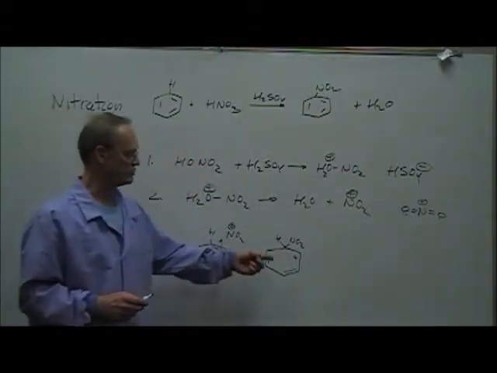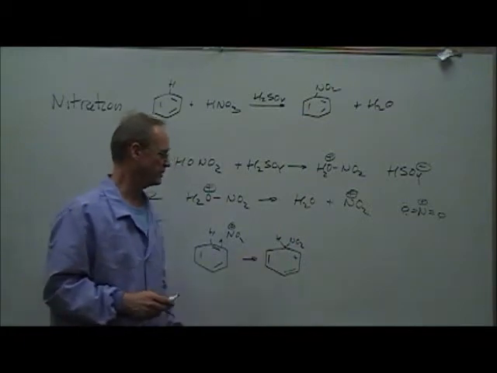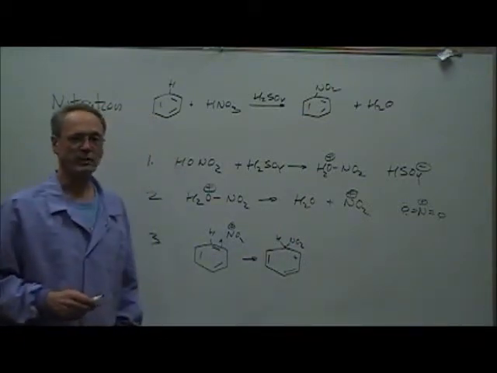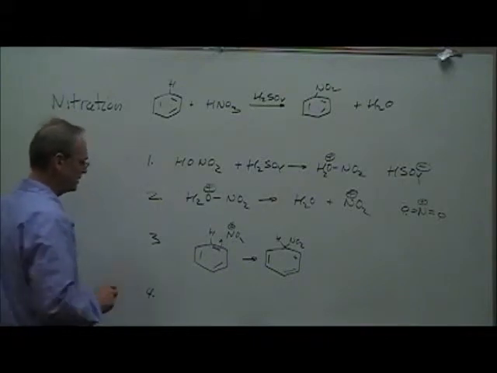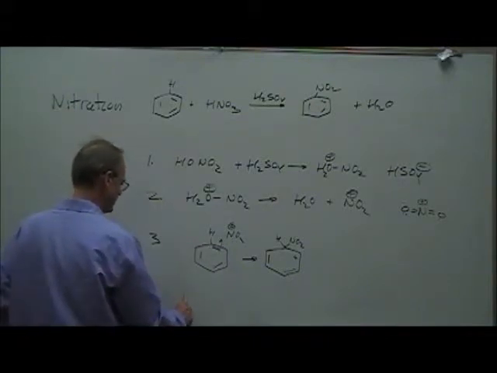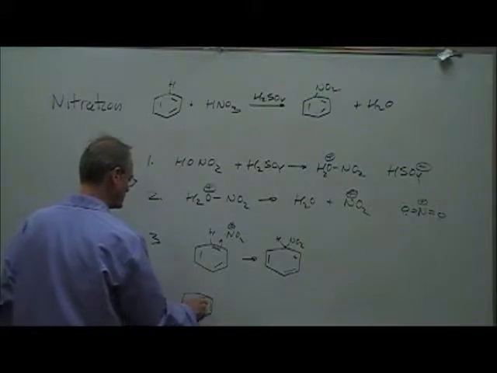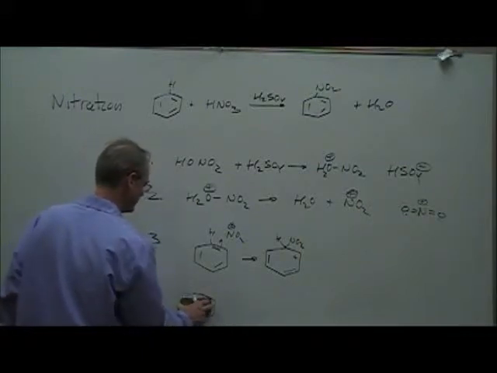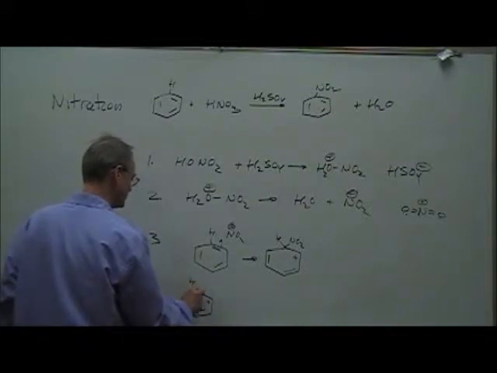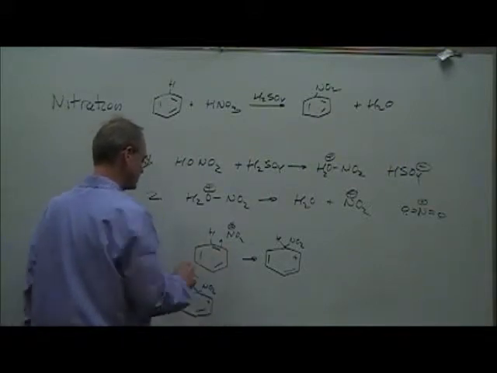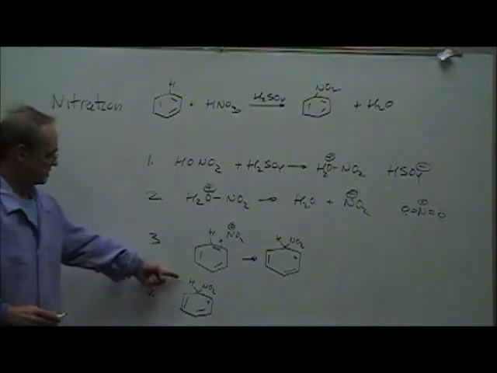And remember, you can draw two more resonance structures for that Wheland intermediate. Certainly I would recommend that you draw them. I'm not going to draw them now just to save time. And then the fourth step in the mechanism is that Wheland intermediate loses its H+. Positive charge there, hydrogen, nitro group. This is going to lose its H+.